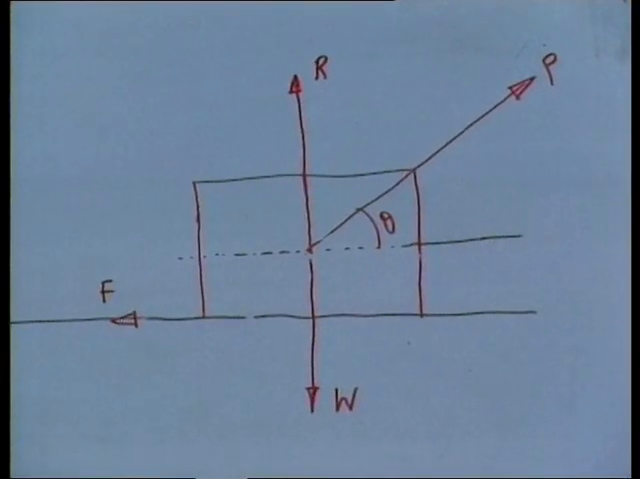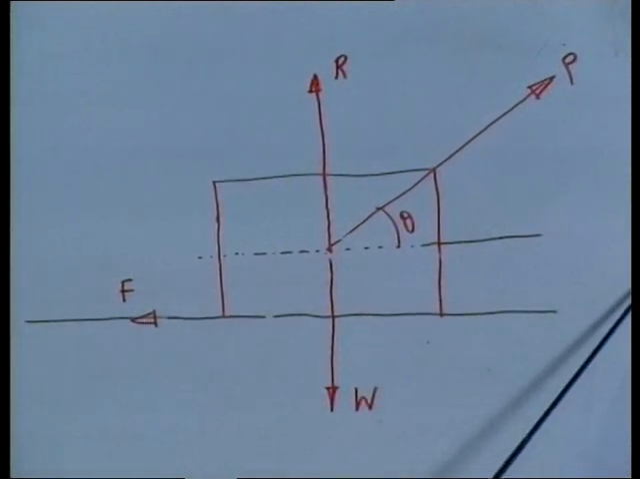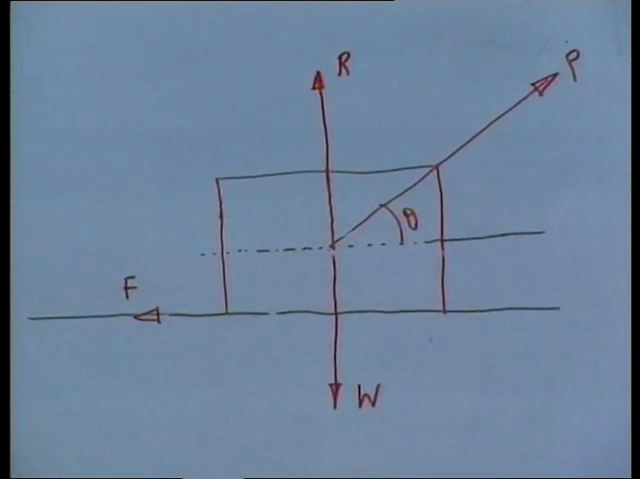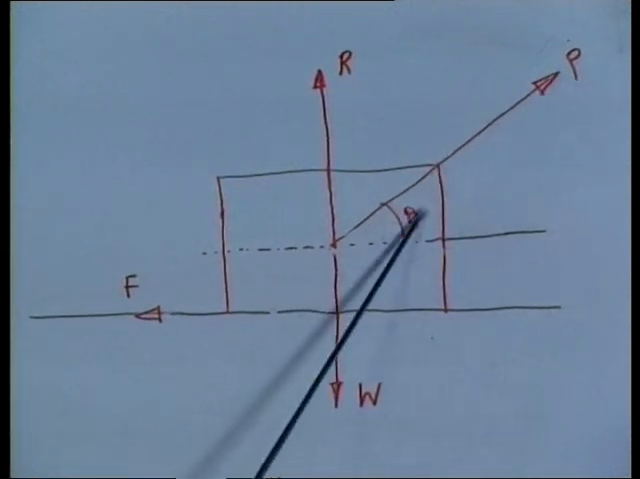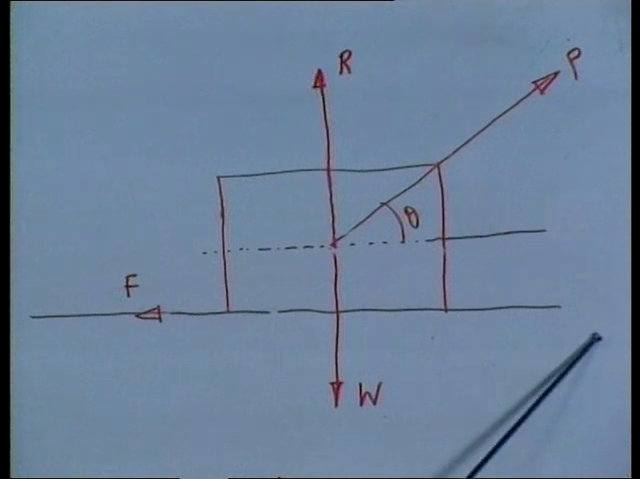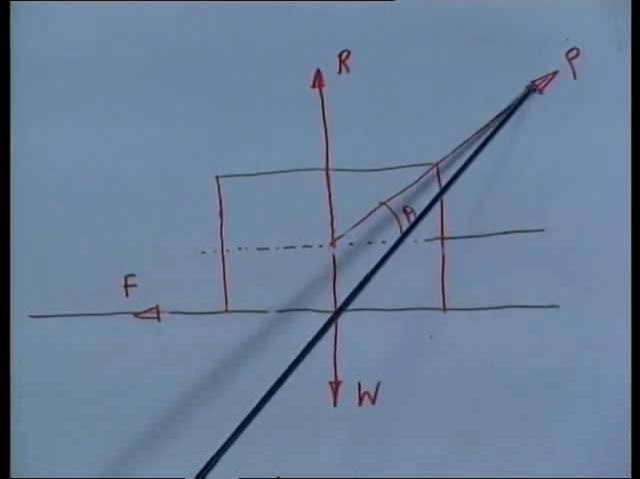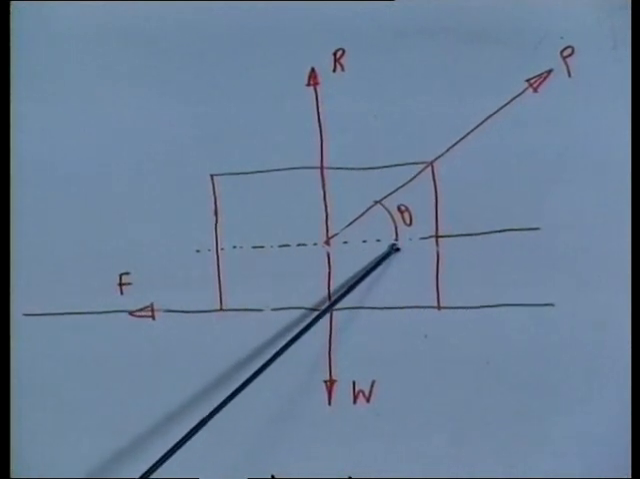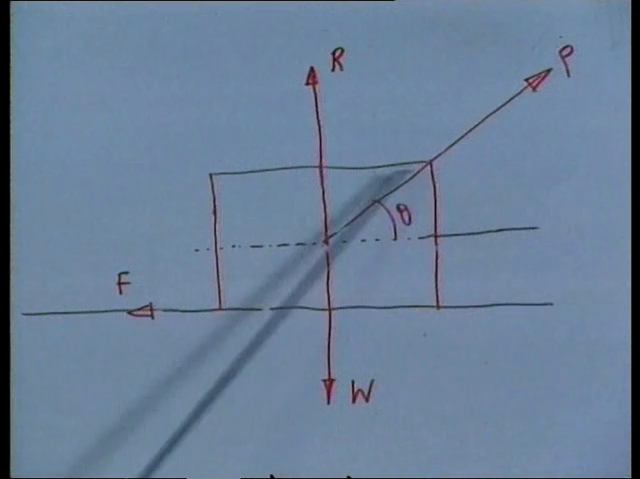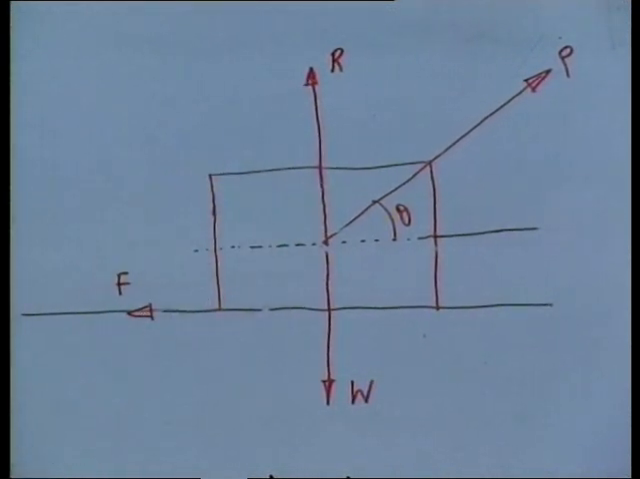In the first case, we have seen the force applied horizontal to the plane. Now in the second case, we will see the force applied at an angle theta to the horizontal plane to move the body in the forward direction. Now this force P has two components. One is P cos theta, which is horizontal to the plane. The other one is P sin theta, which is vertical to the plane.